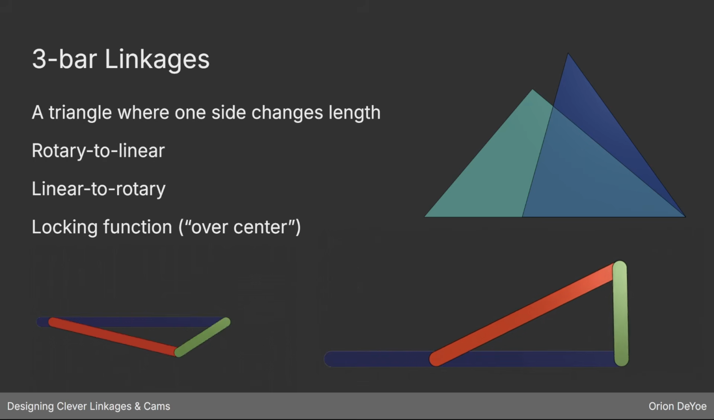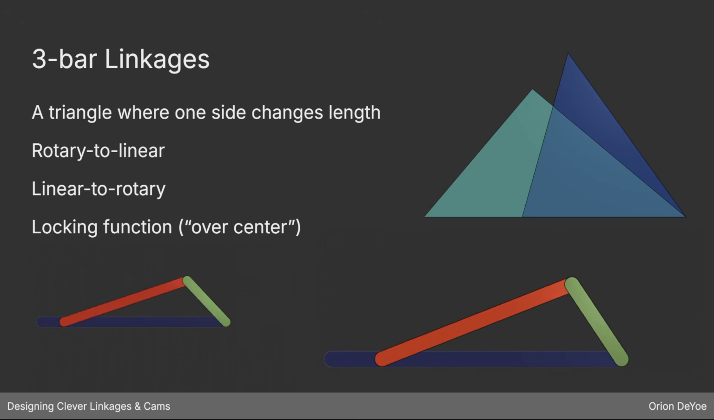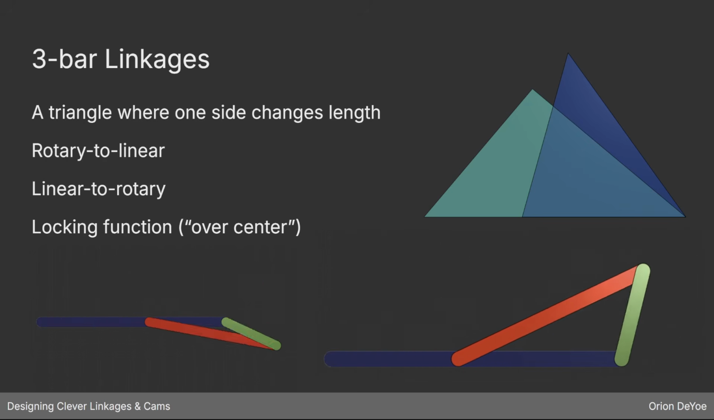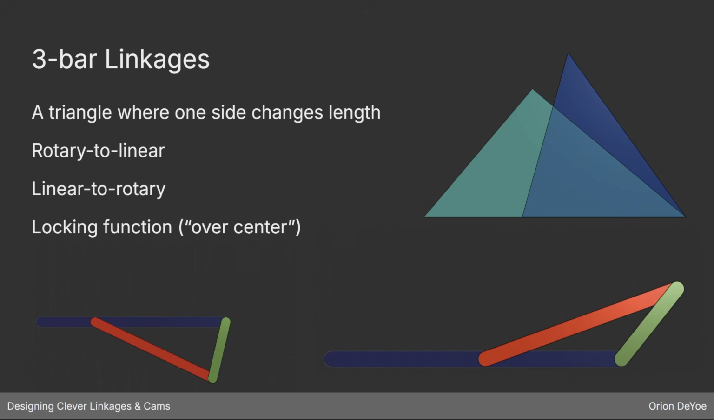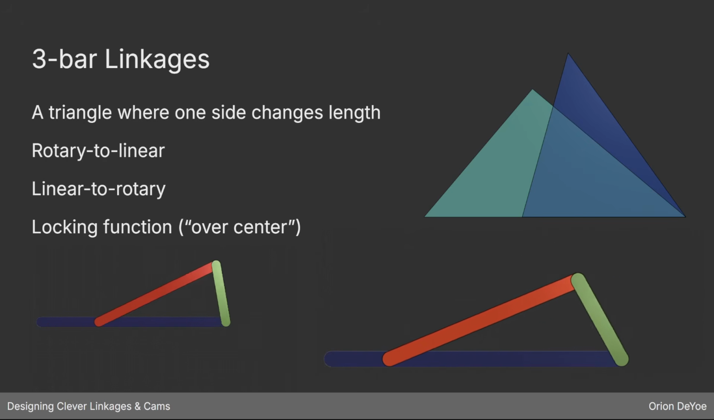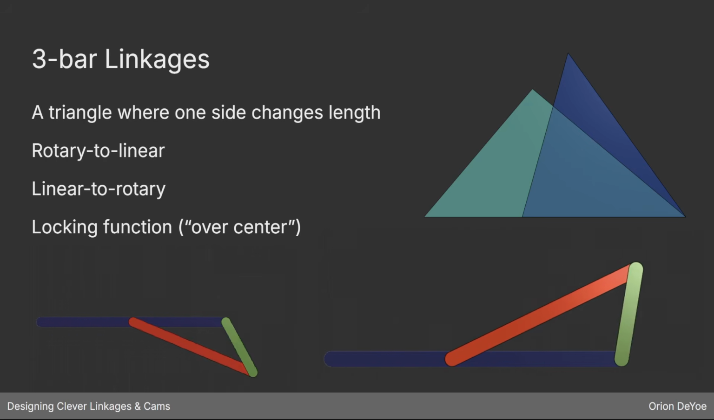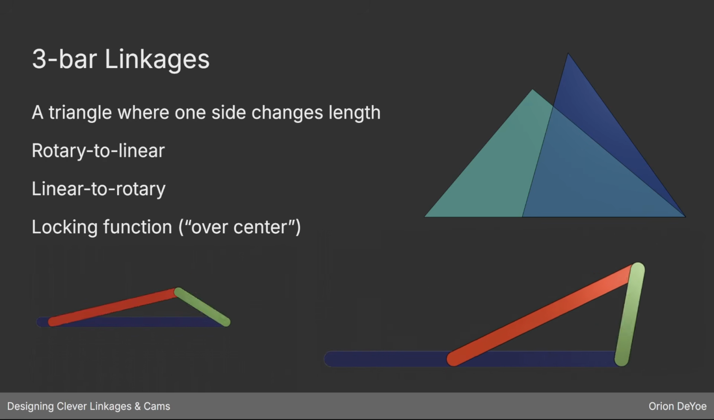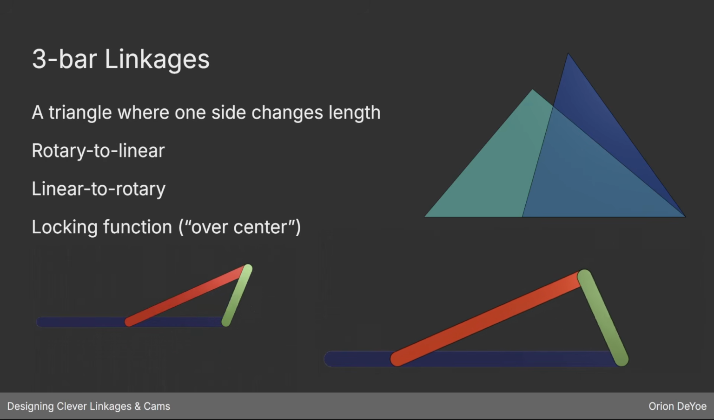So to start off here, a 3-bar linkage is kind of what it sounds like. It's a linkage with 3 bars or 3 links. Those links are connected together to form a triangle. Now, in order to make this move, one of the sides of the triangle has to change length. And because that side of that triangle is changing in length, you have a linear motion there on that one side of that triangle.